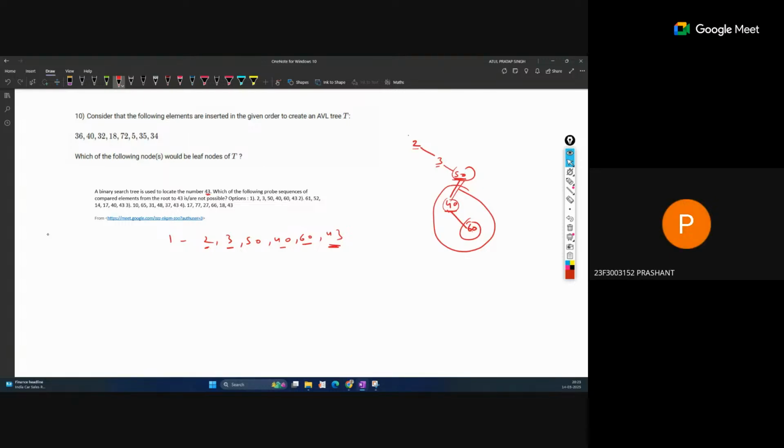So why is it not the right side of 50? Because it is greater than the... No, 50. We are just looking at the probe sequence. Probe sequence means we are moving from the root to this 43. So that means in any binary search tree.